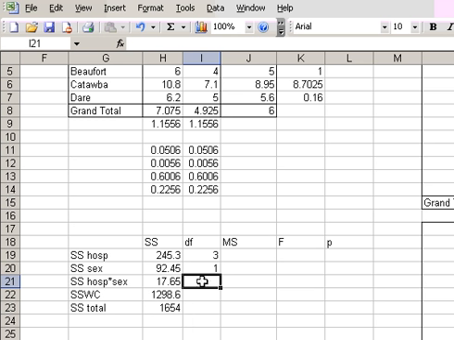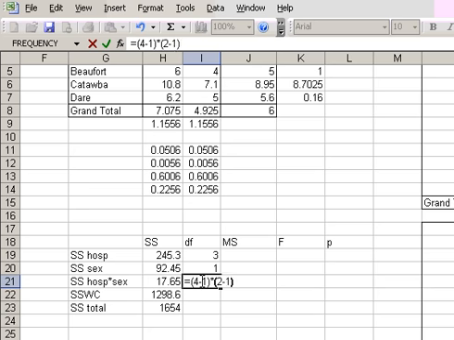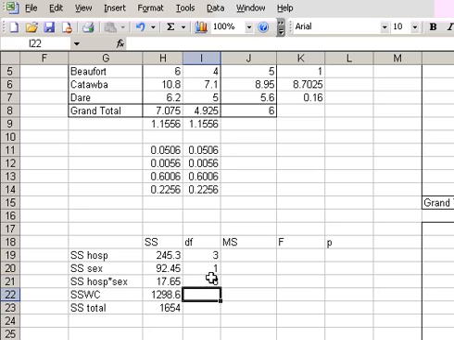And for hospitals times sex, the degrees of freedom will be the degrees of freedom for hospitals times the degrees of freedom for sex. So this will be equal to 4 minus 1 for hospitals times 2 minus 1 for sex, and there will be 3 degrees of freedom in the interaction.